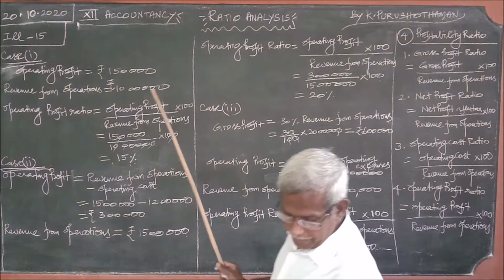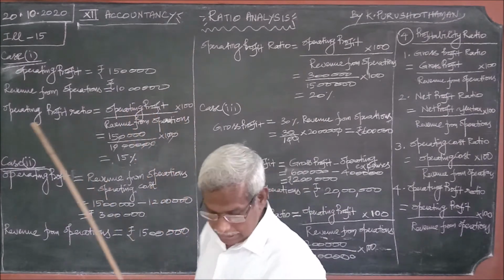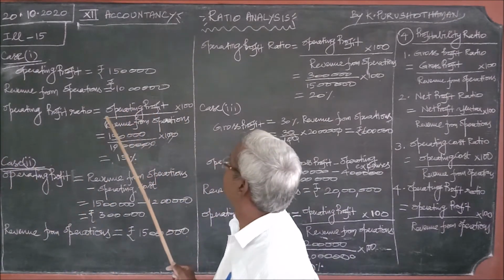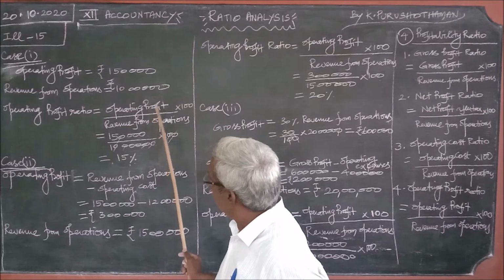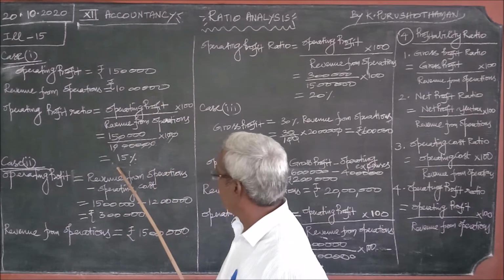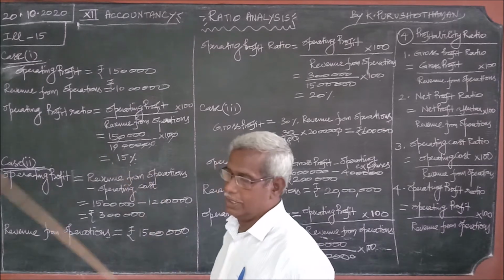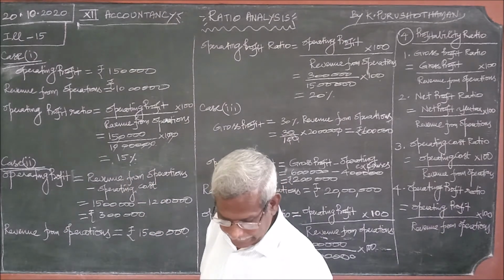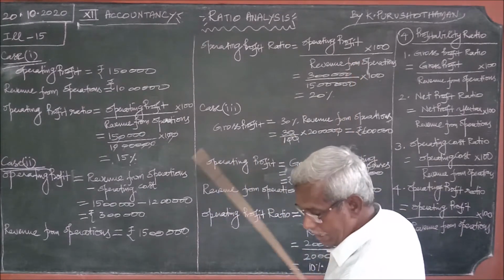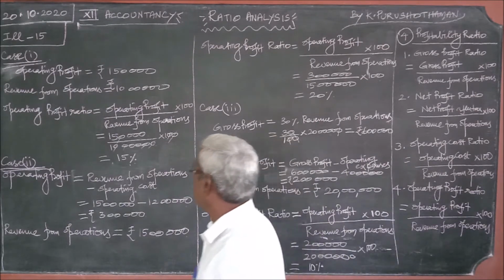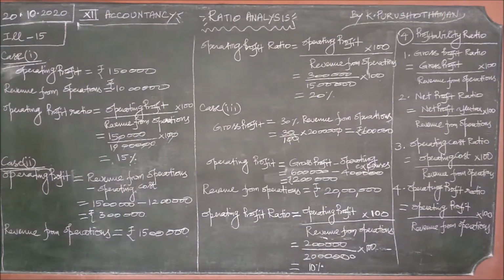In case 1, the revenue from operations and gross profit both are given. So, we have written the formula, the values are substituted and the percentage is calculated. In case 2, the revenue from operations denominator is given, whereas the operating profit is not given. Then how to find the operating profit? From the revenue from operations, you minus the operating cost, then you will get the operating profit.